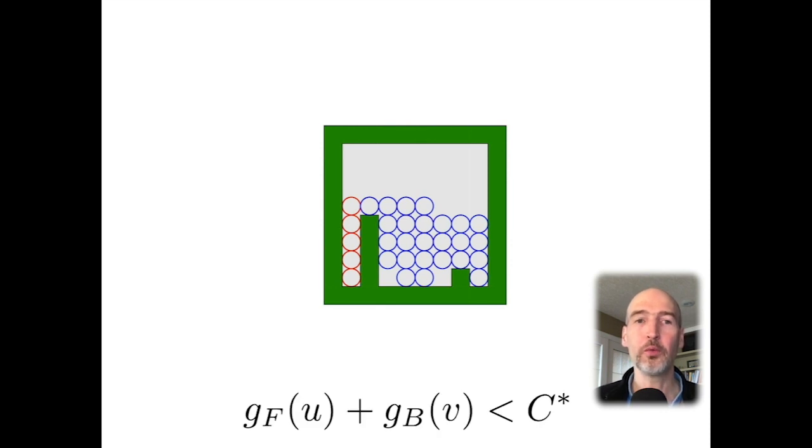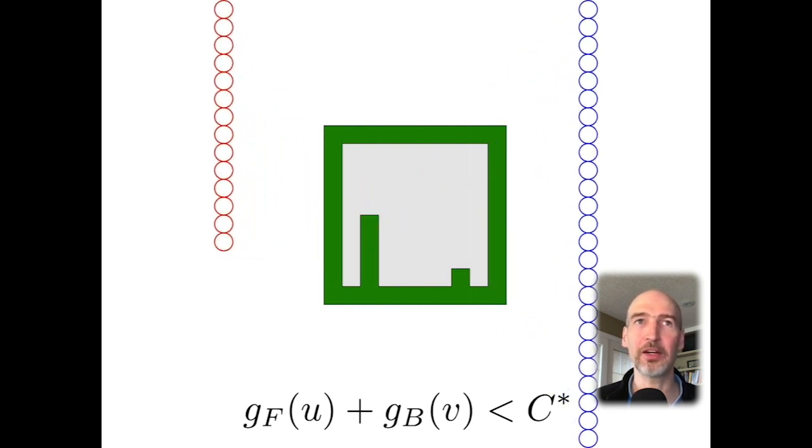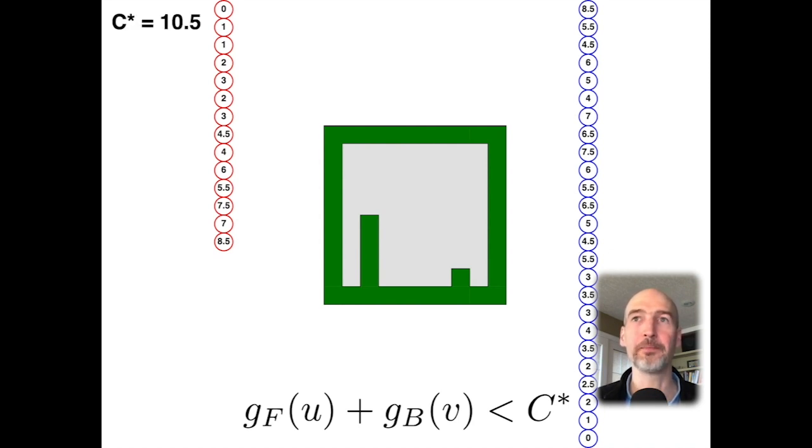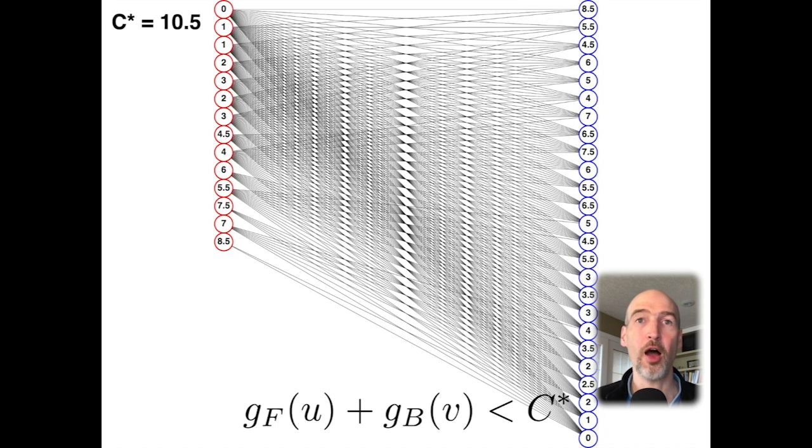So when we want to think about this relationship, we're going to take all the red states and put them on the left side. We're going to take all the blue states and put them on the right-hand side. And then we're going to label them with their G cost. Then I'm going to draw a line between the state on the left-hand side and the right-hand side if the sum of the G costs is less than C star, meaning that it is a necessarily expanded pair. The optimal solution in this case is 10.5, so we can draw all these lines through here, and it gives us this graph.